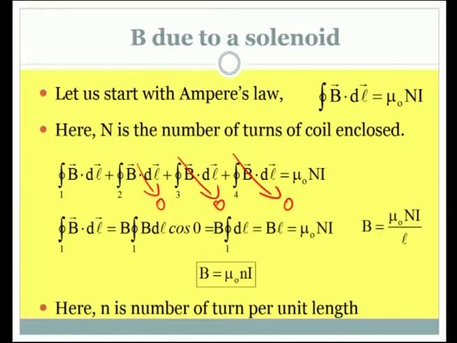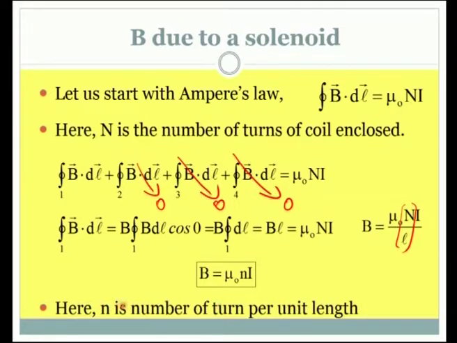The integral dl is taken as the length L, which is marked in the earlier diagram, and bring this L here to the denominator. So, this term is called the number of turns per unit length. This is the number of turns enclosed by the section and L is the length. So, that is marked here as small n. n is the number of turns per unit length of the solenoid.